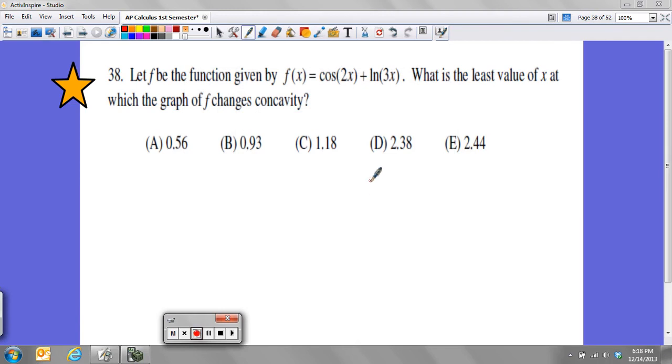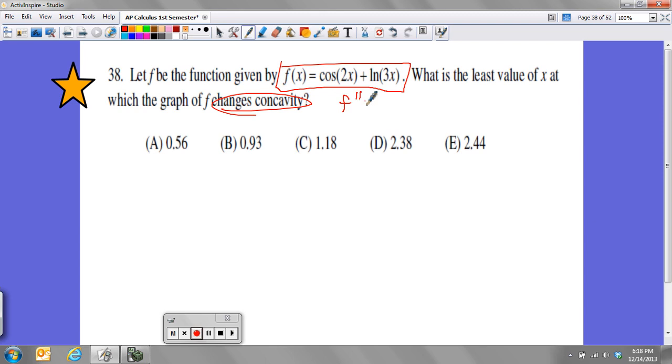Okay, so let's look at 38. It says let f be the function given by the following. And what I want to do is find the least value, the smallest x value, for which the graph of f changes concavity. So if I'm changing concavity, I'm looking at, again, the second derivative. And I want to see a sign change either from positive to negative or from negative to positive. It doesn't mean it's just going to hit the x-axis, but it also has to change signs.